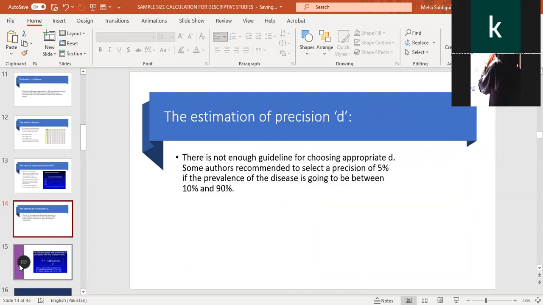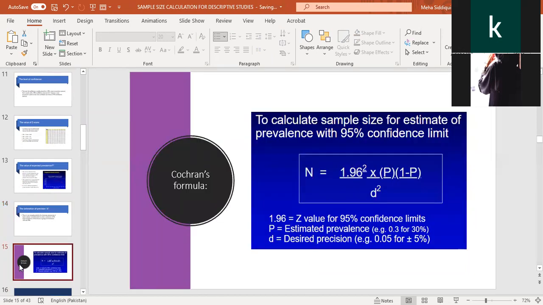The estimation of precision D. There is not enough guideline for choosing appropriate D. Some authors recommended to select a precision of 5% if the prevalence of the disease is going to be between 10% and 90%. Again, to calculate sample size for estimate of prevalence with 95% confidence limit, we have this formula.